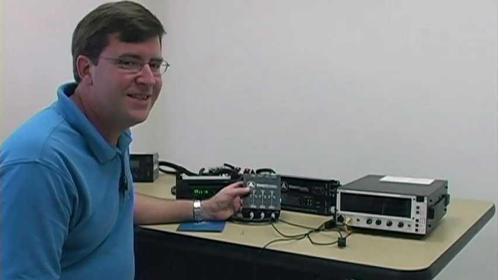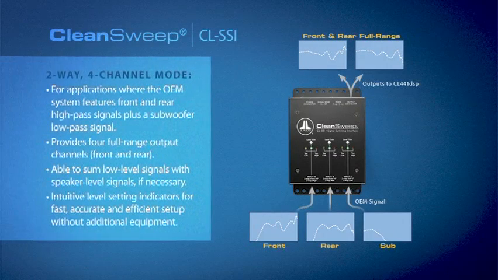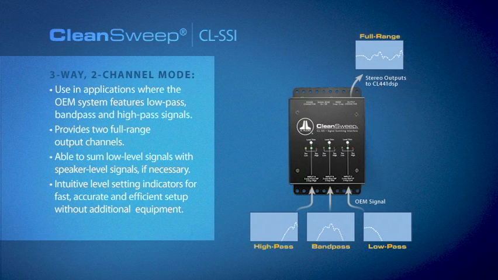The CL-SSI is capable of operating in 2 different summing modes. In the 2-way mode, which is selectable via a switch on this panel of the unit, it will sum the sub signal to a rear high pass and a front high pass signal. So in a lot of OEM systems that are set up that way, that's the mode you'll probably use most of the time. Some cars, however, have 3-way crossover setups where they have maybe a sub, a mid-range speaker, and a tweeter with individual channels driving those in the OEM system.